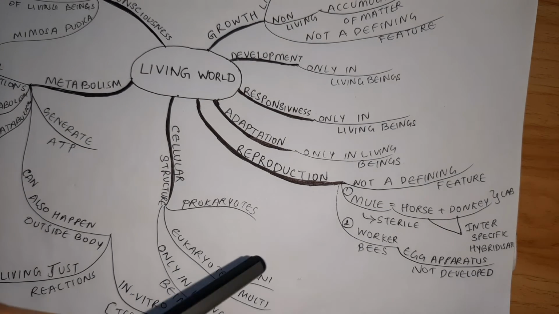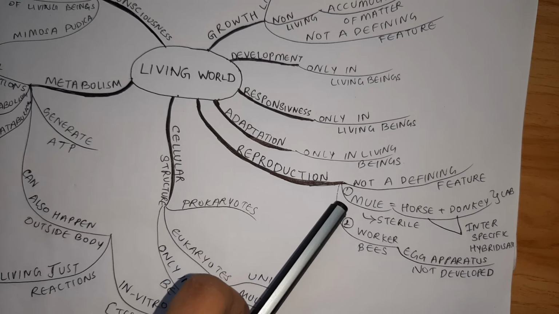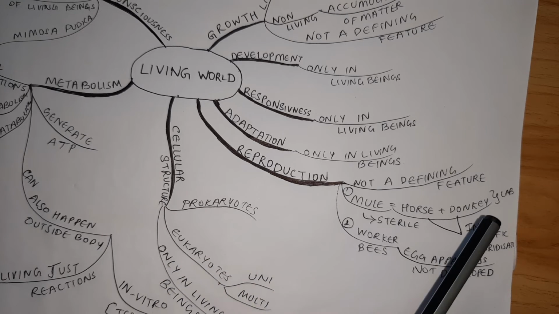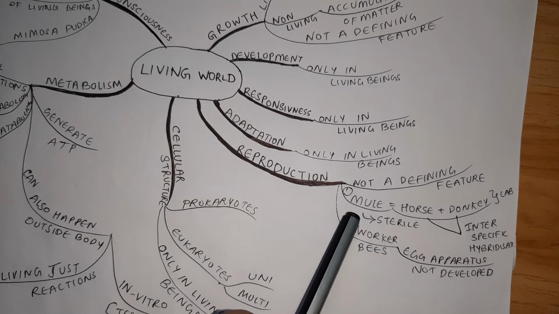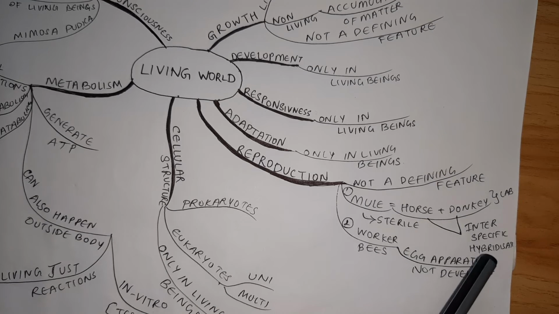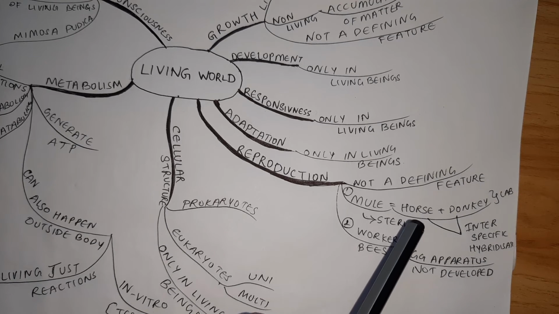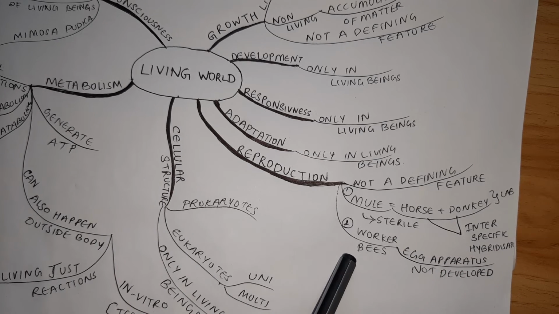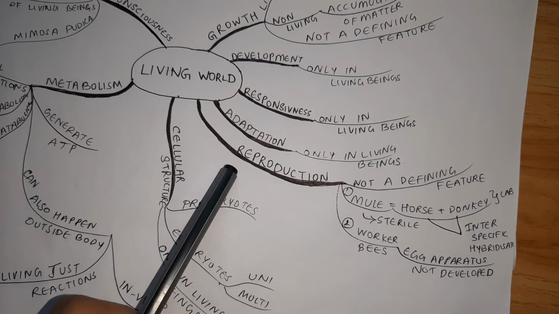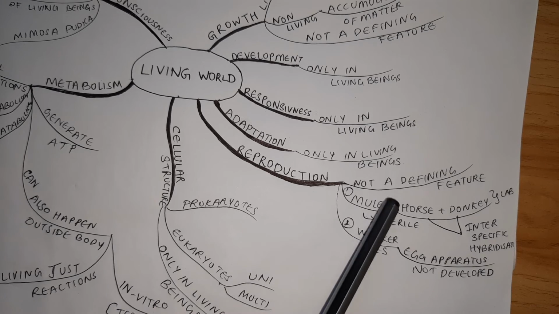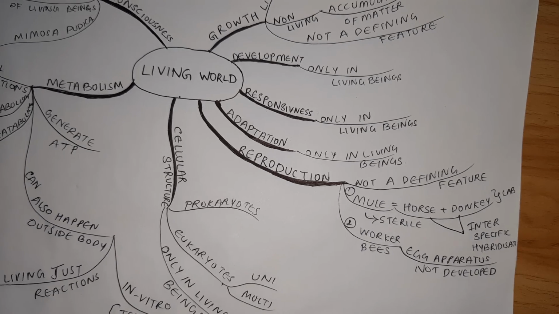For example, we have seen two examples here. First is of mule. Mule is actually a lab prepared animal. It is a sterile animal. It is prepared by interspecific hybridization of horse plus donkey. Horse and donkey have different number of chromosomes, so therefore mule is sterile. It cannot reproduce. Second example is worker bees. Worker bees cannot reproduce because their egg apparatus is not developed. So not all living organisms can reproduce, therefore we say that it is a non defining feature of living organisms.